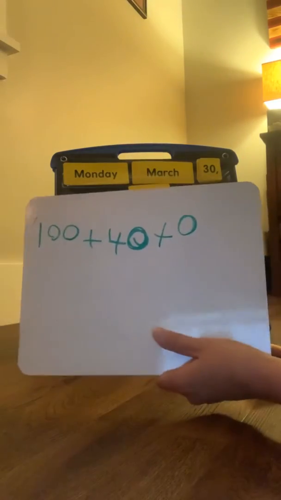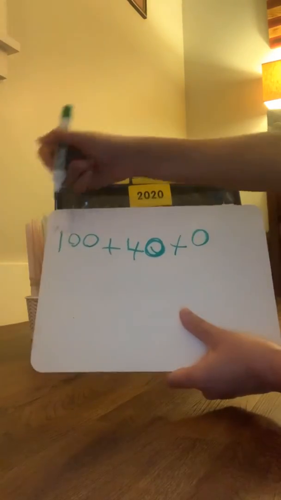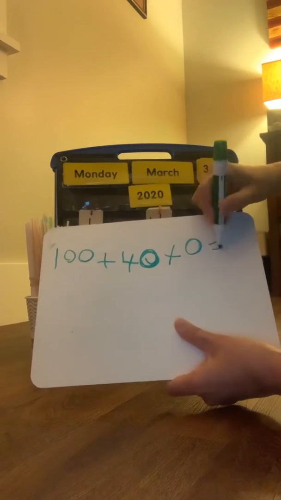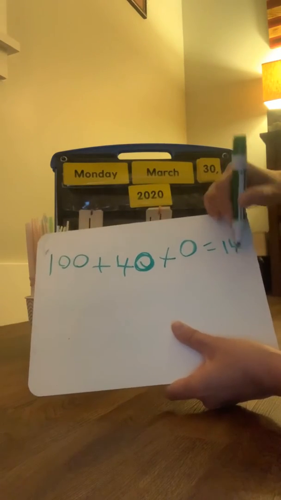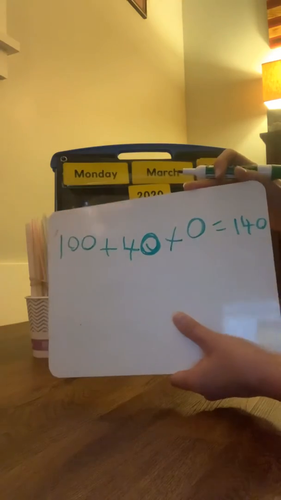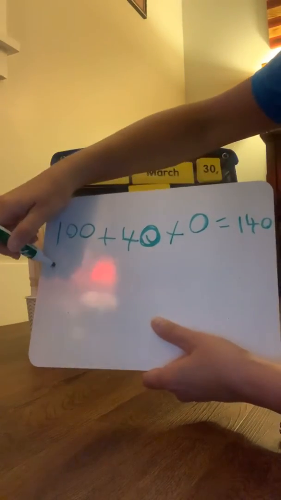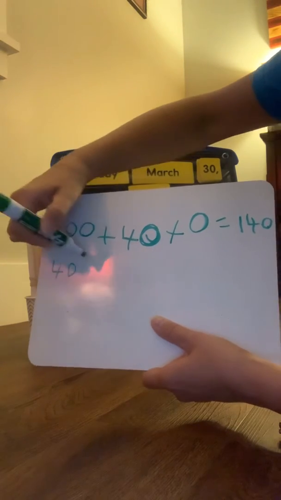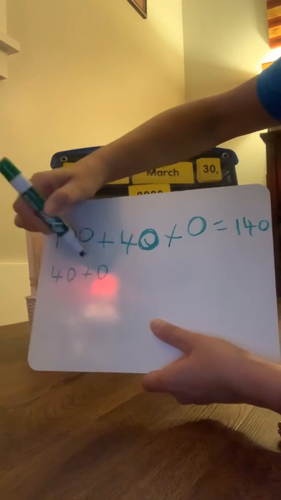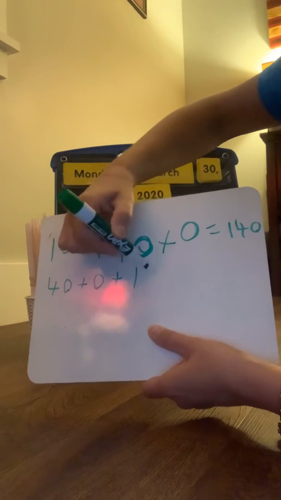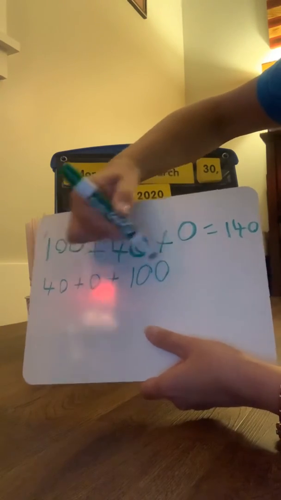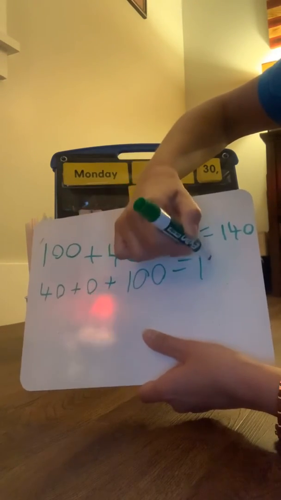I'm kind of writing it backwards to me, so sorry about my handwriting. Equals 140. Remember, commutative property, how can we write it in another way? 40 plus 0 plus 100. And that still equals what?